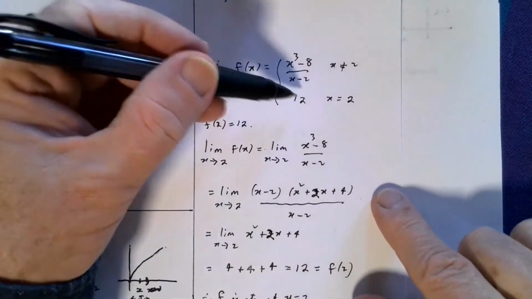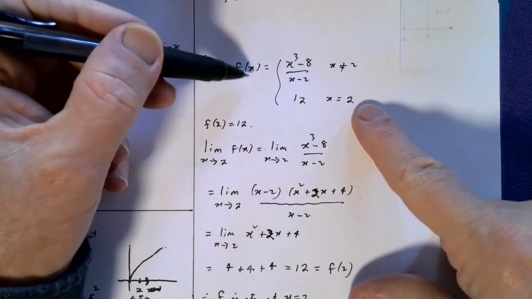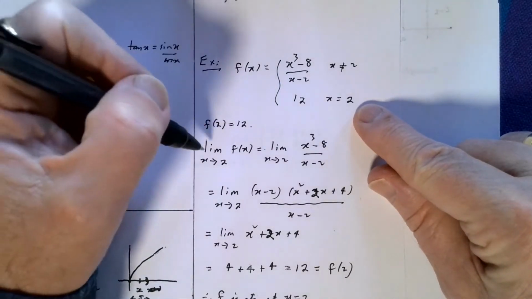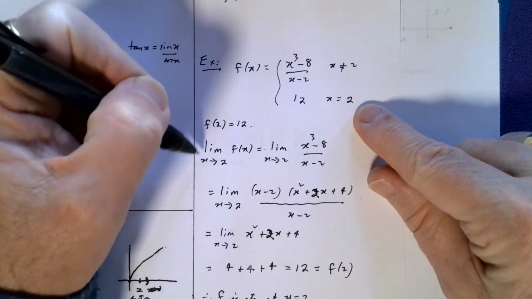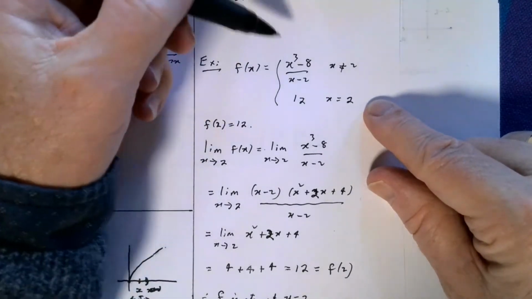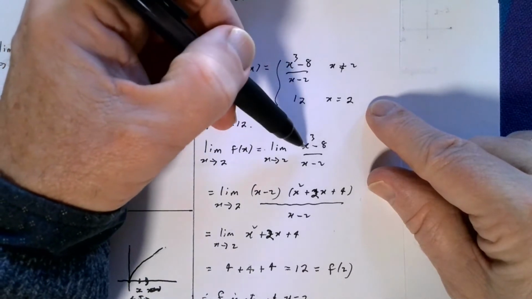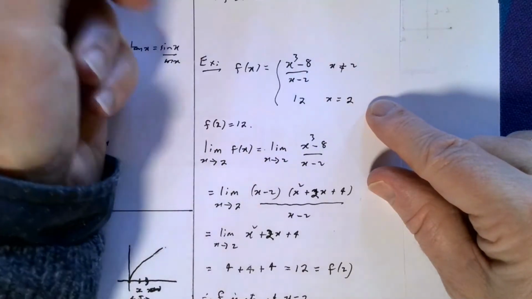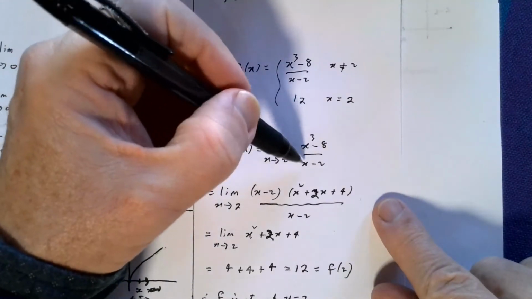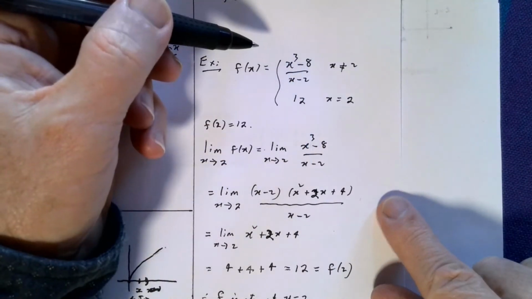So there's our function. f of 2 is 12. We were given that in the definition of the function. And all I'm going to do is take the limit as x goes to 2 of f of x. So I want the limit as x goes to 2 of x cubed minus 8 on x minus 2. Now you can't put 2 in here, of course, because you get 0 over 0. So we do our usual trick.